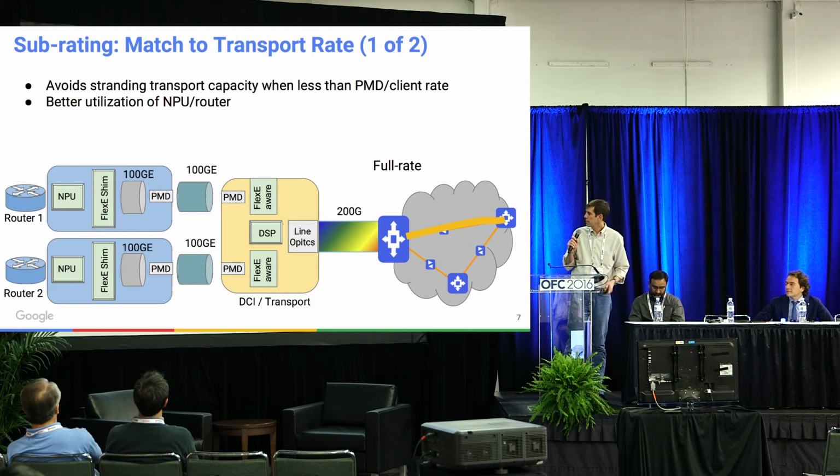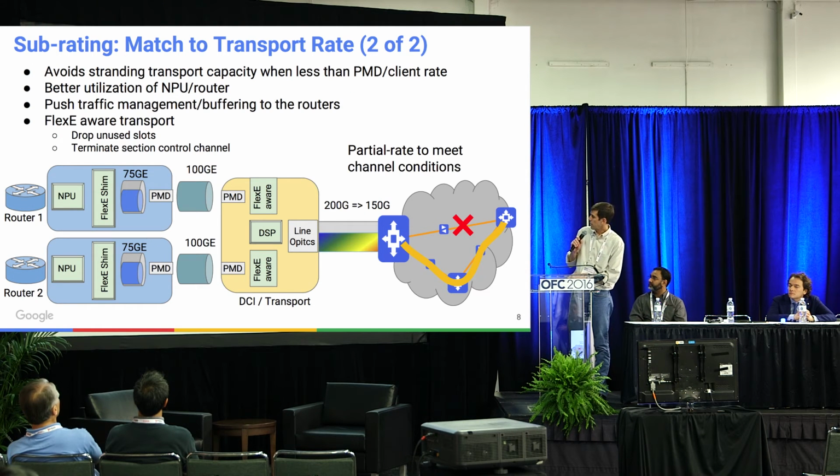Now the other use case is if we have a coherent transponder on the line side, and let's say initially we're at 200 gig, and we're fully utilizing it with 200 gig E's from 2 different routers. But let's say we have a fiber break, and we now need to reroute that path through the optical cloud.